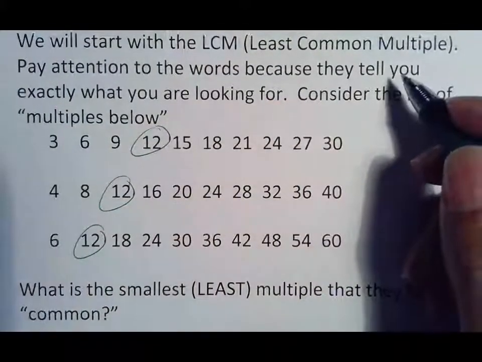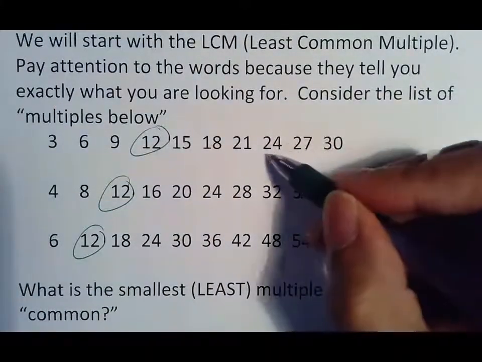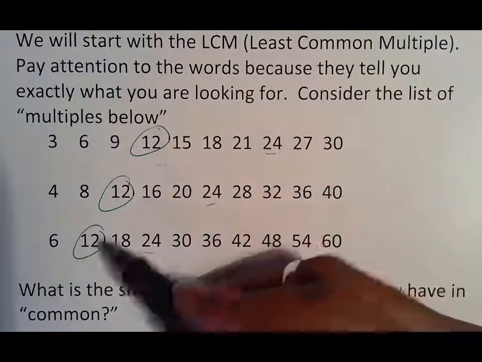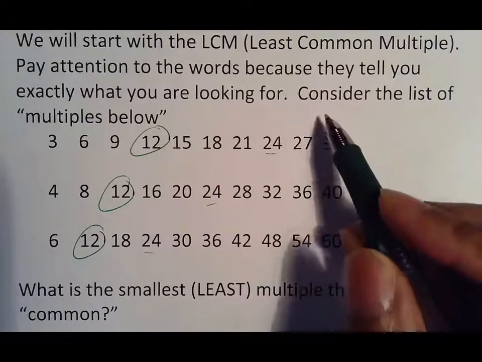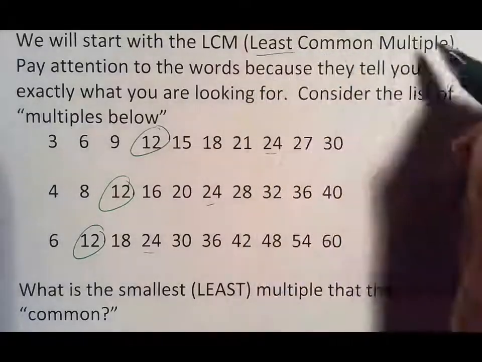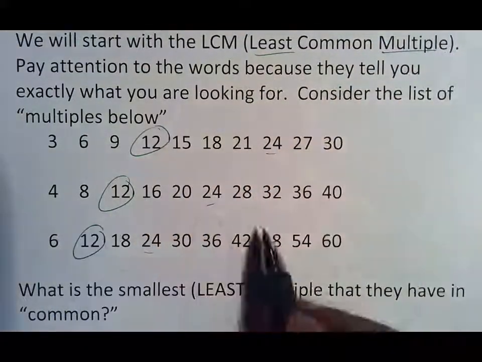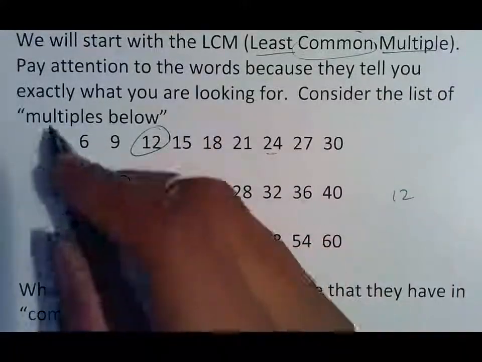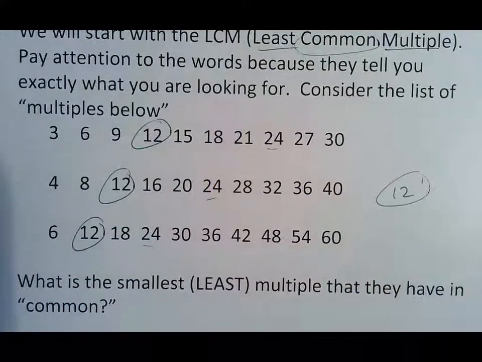So here's the thing, they also have a 24, but 24 is not the smallest of the possibles. So least common multiple means you want the smallest number that is a multiple of the list that they all have in common. And so in that case, the least common multiple of 3, 4, and 6 would be 12.